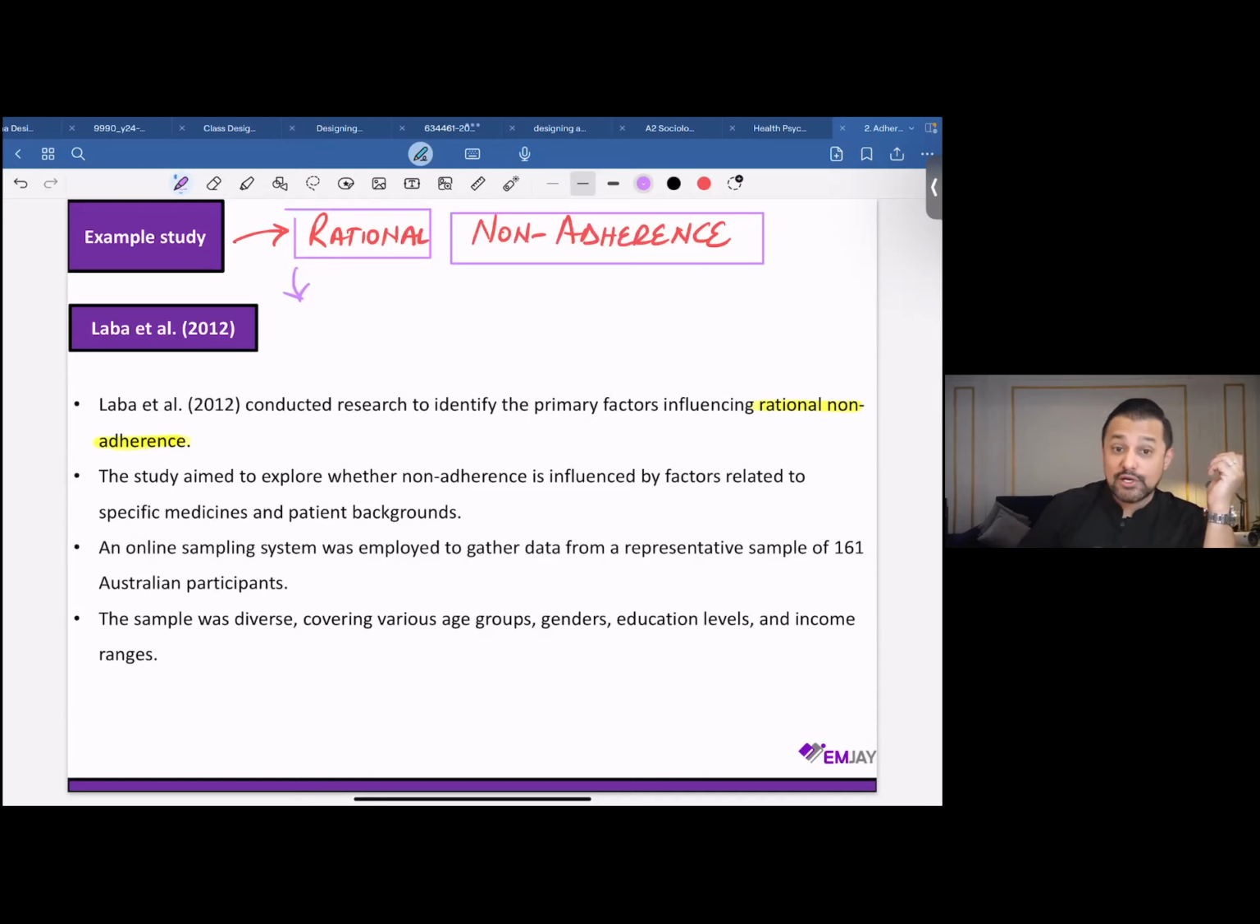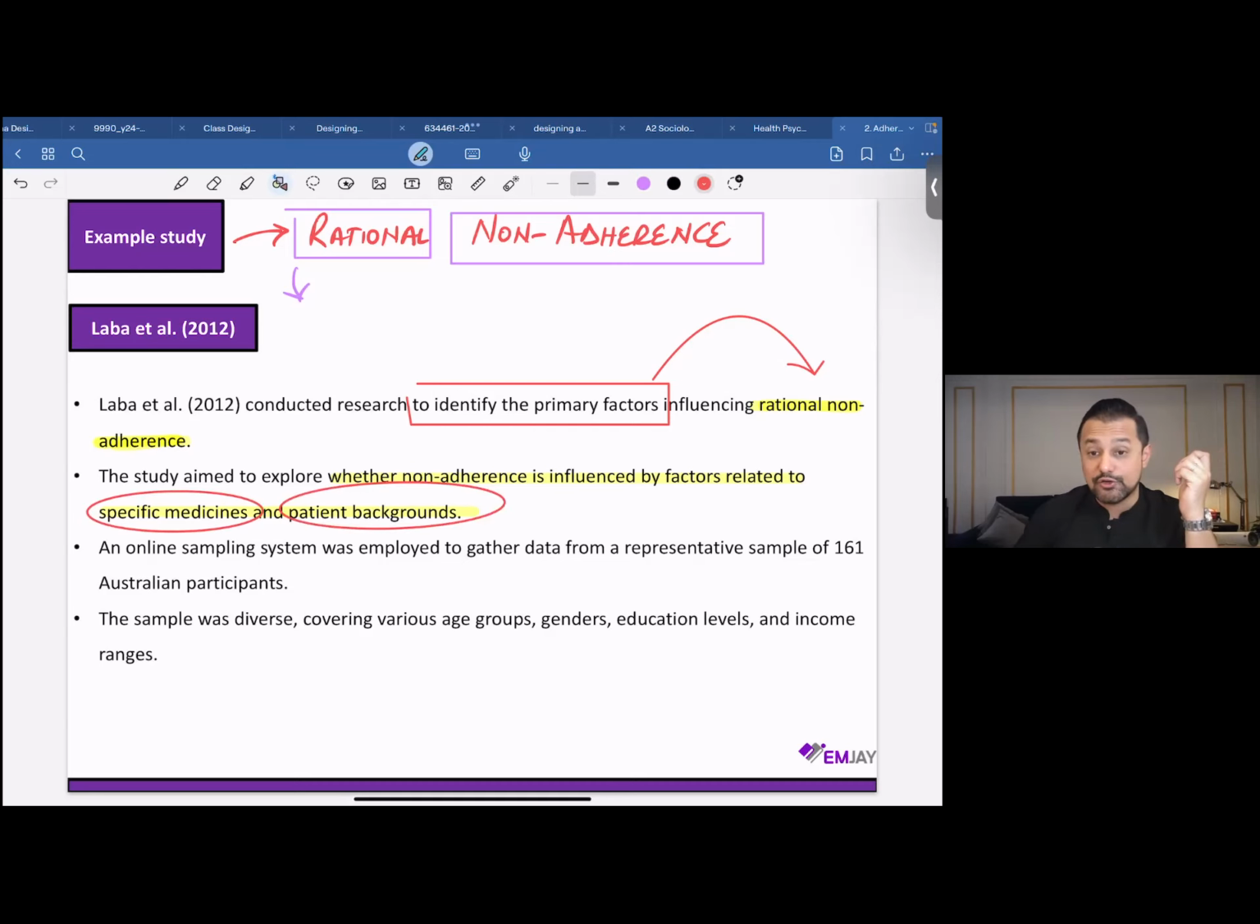So, Laba et al. conducted research to identify the primary factors. Now, what is this research about? We're trying to identify primary factors that influence rational non-adherence. The study aimed to explore whether non-adherence is influenced by factors related to specific medicines and patients' background. So, specific medicines and patients' backgrounds, this is what we're trying to test.